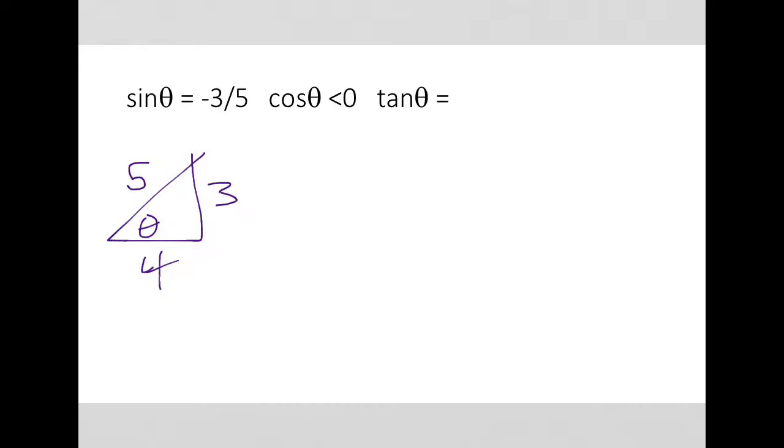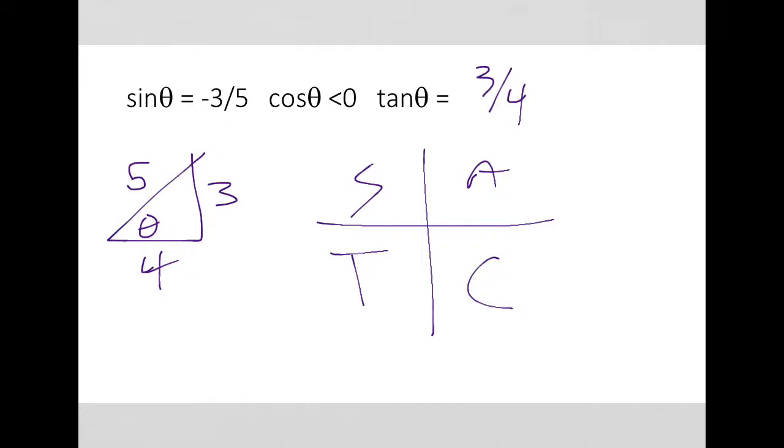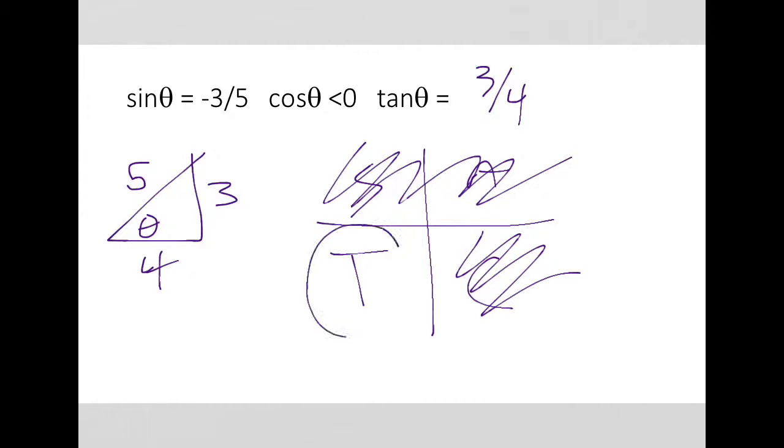Okay, but now we need to say tangent of theta. Well, tangent is opposite over adjacent, but is it positive or is it negative? We need to figure out where we are. So, what do we know? We know that sine is negative. All students take calculus. Sine is negative, so I cannot be in the top there. And cosine is negative, so I cannot be in that quadrant right there. So I have to be in this quadrant right here, where tangent is positive. So positive 3/4 is my answer. And we're done.